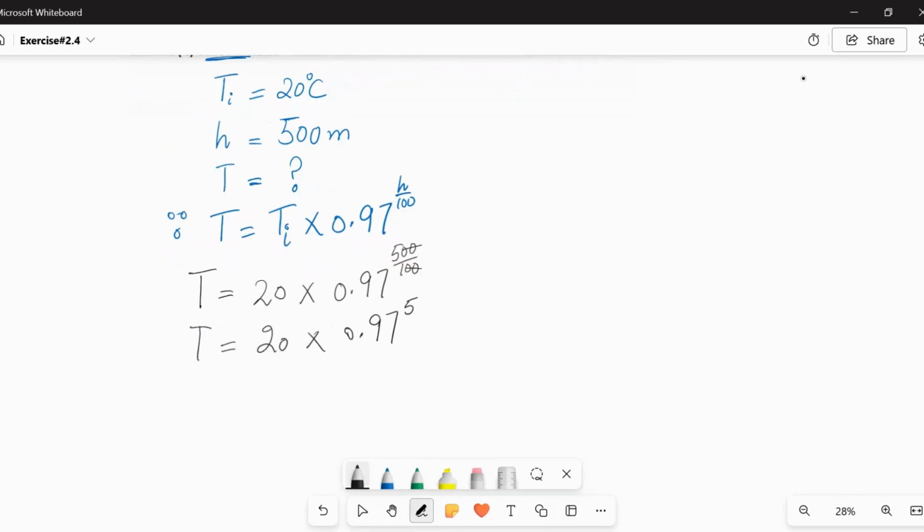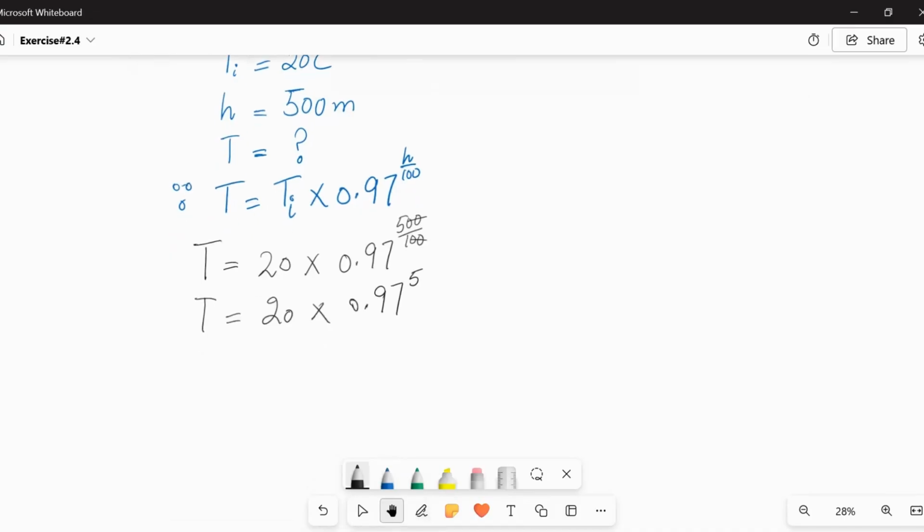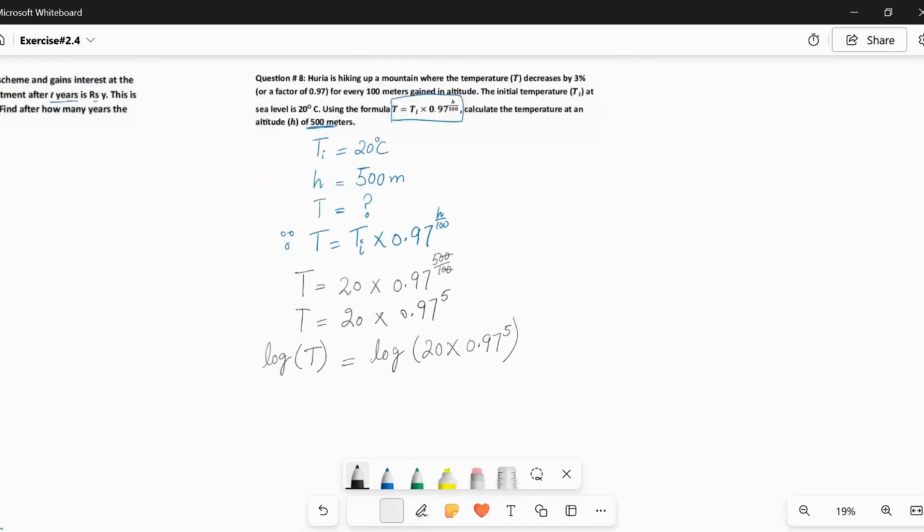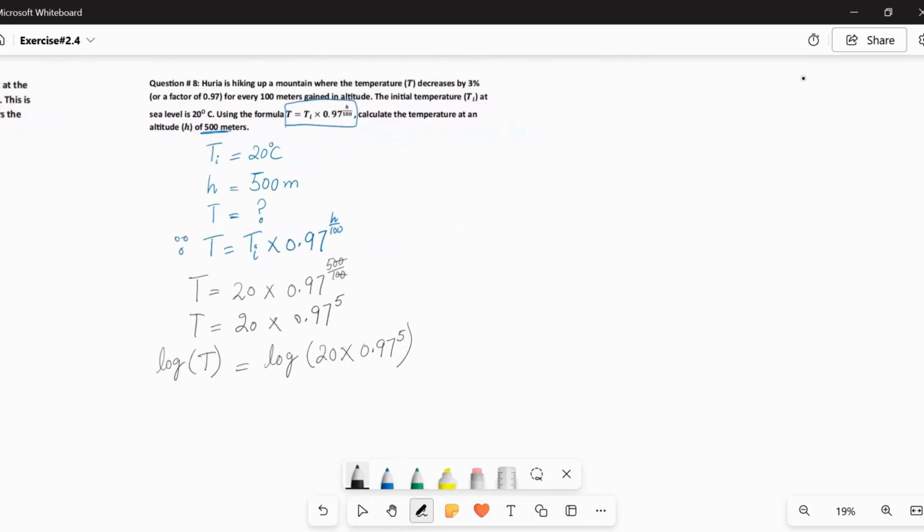Okay, now what you need to do is take the log on both sides. So taking log on both sides, log of 20 multiplied by 0.97 to the power 5. Okay, so now I want you to complete this question by using the property and your calculator or logarithm table and tell me the final answer. It will be your homework, do it yourself. You just simply have to apply the product rule over here and calculate the value and tell me the answer.